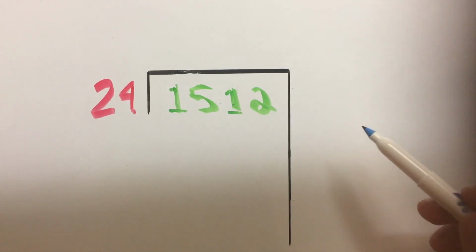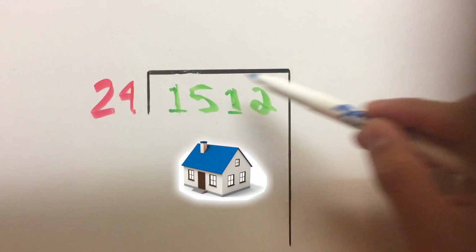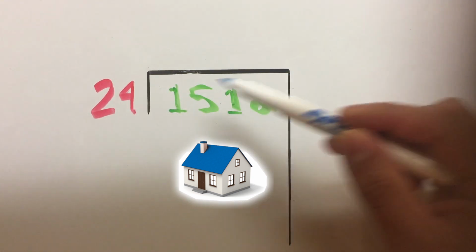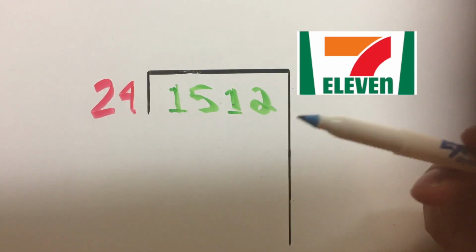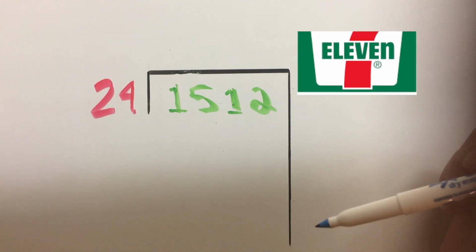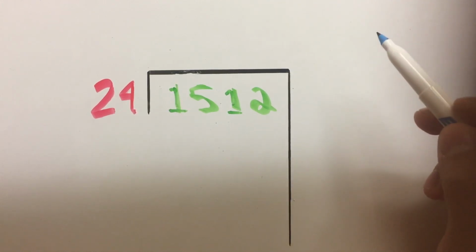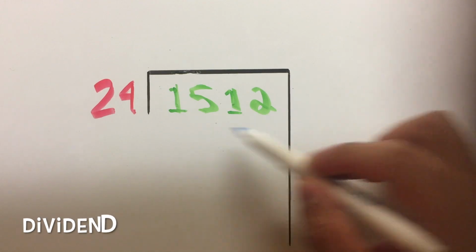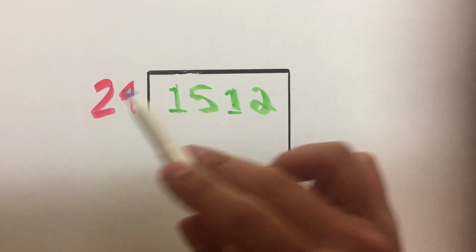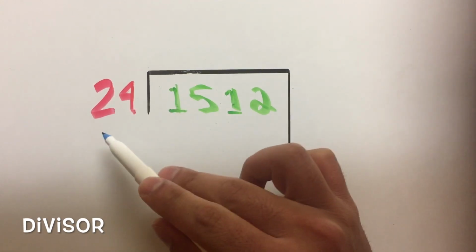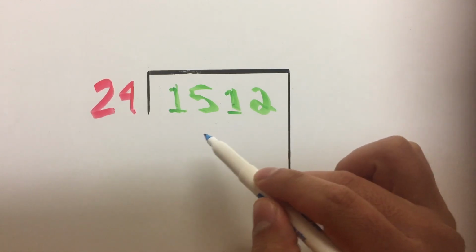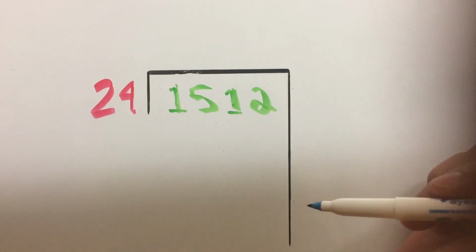Alright, the first thing you need to do is draw your house form here. Your house form or your Big 7 form, whatever you want to call it, it really doesn't matter. What does matter is that your dividend is on the inside and your divisor is on the outside there. Dividend on the inside, divisor on the outside.